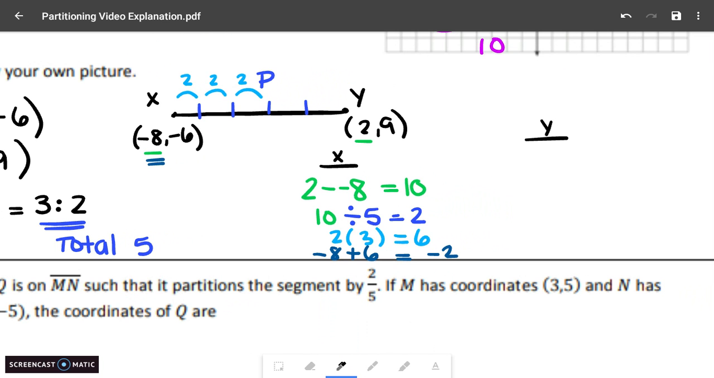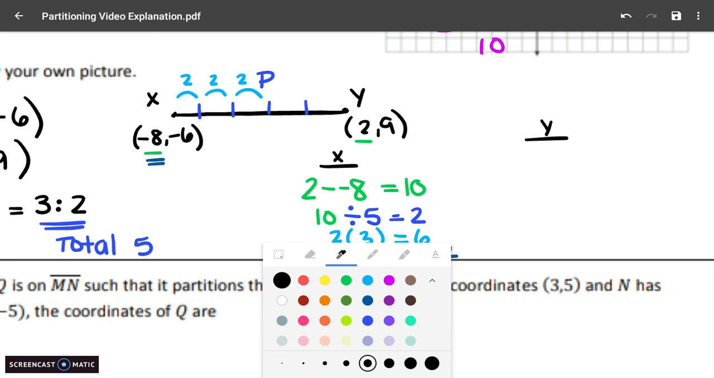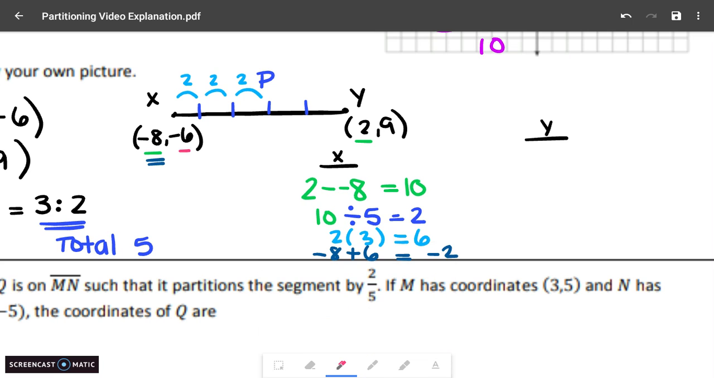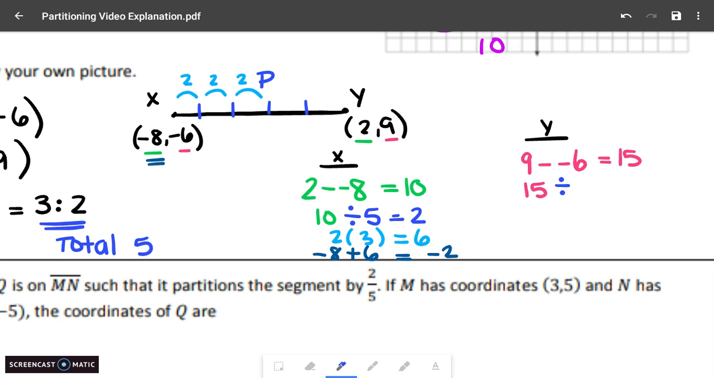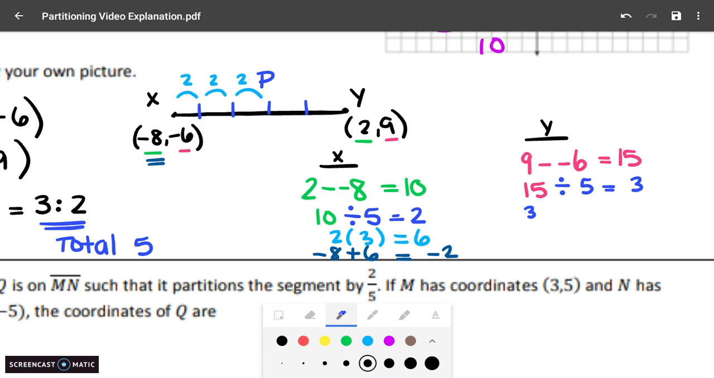Now I have to do it for the Y coordinate as well. So I'm going to do a very similar situation here. I'm going to take the Y's and subtract them. So I'm going to have 9 subtract -6 to get 15. That 15 total units is still being broken up by 5, because there are 5 total equal pieces, which gets us 3 each time.